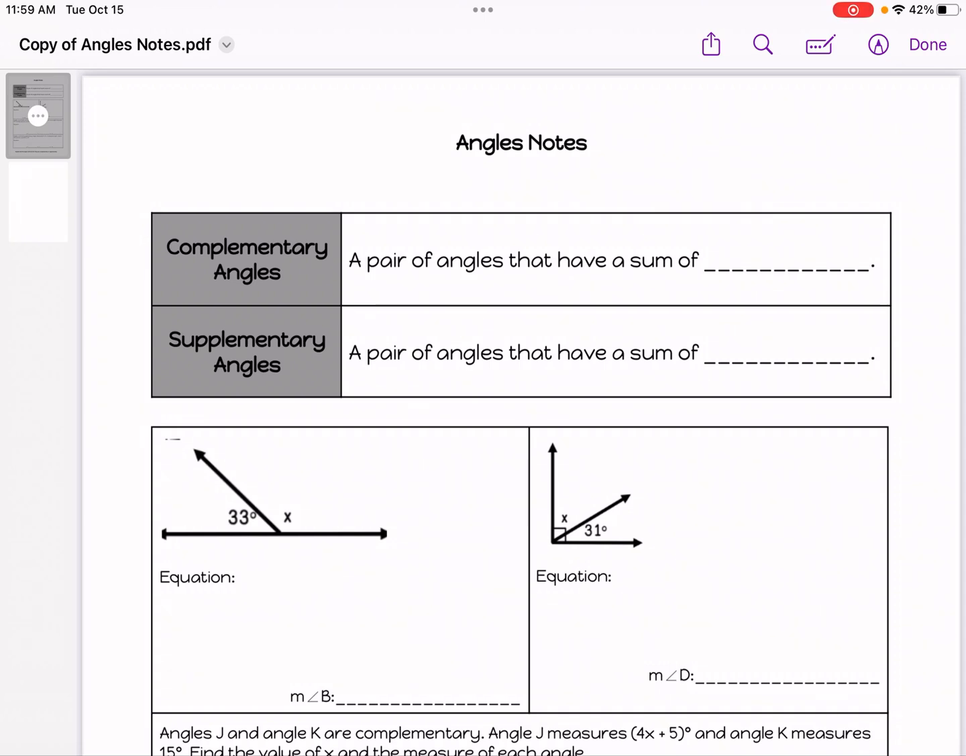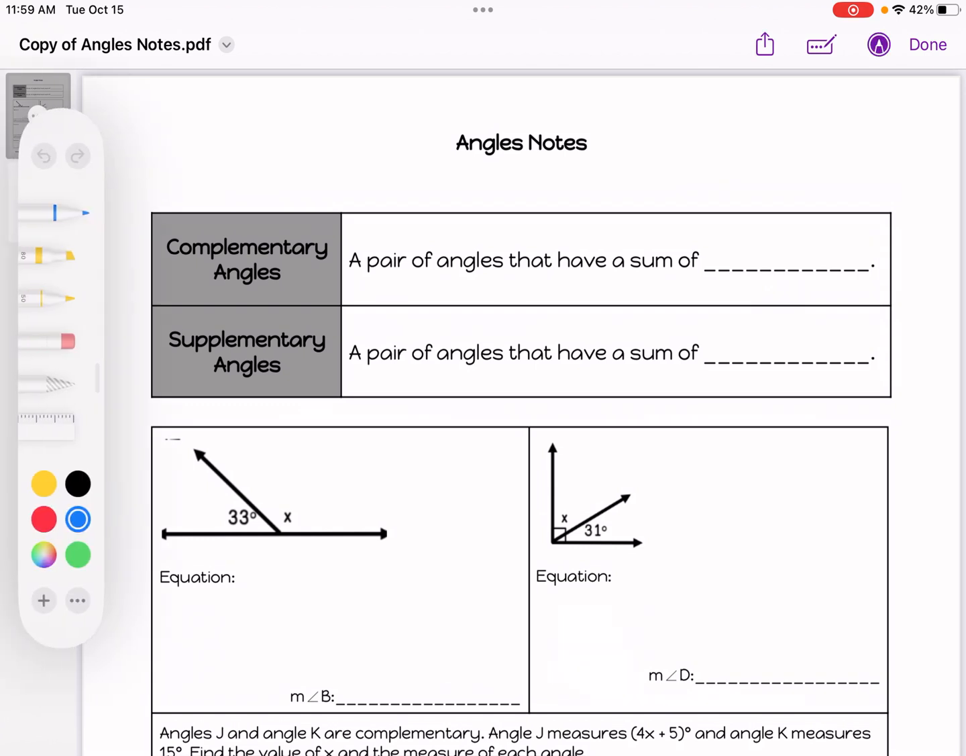In this lesson, we're going to talk about two types of angle relationships. We have complementary angles and we have supplementary angles. Complementary angles are simply a pair of angles that have a sum of 90 degrees.